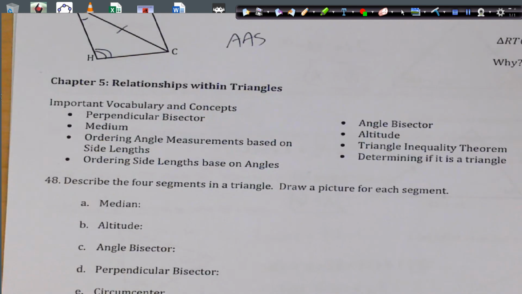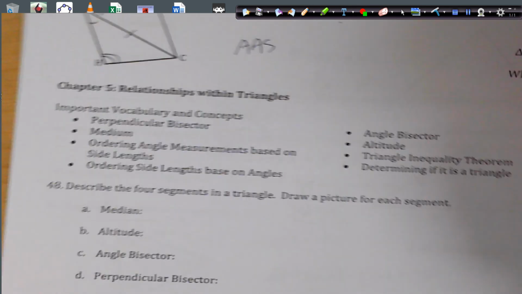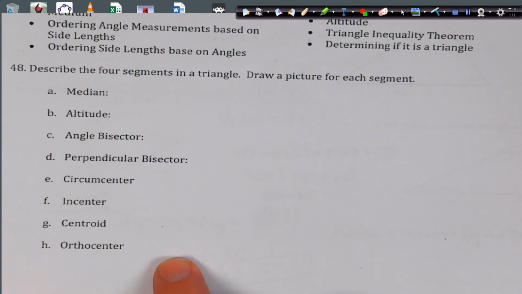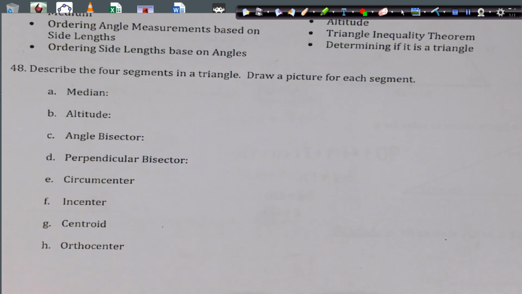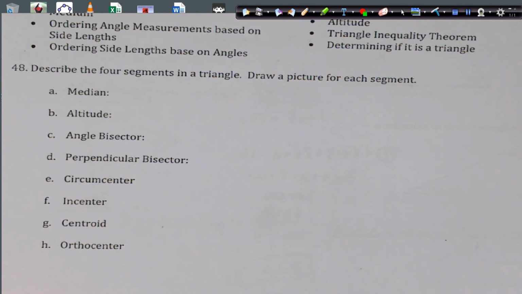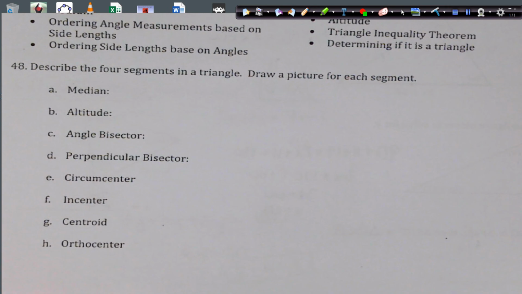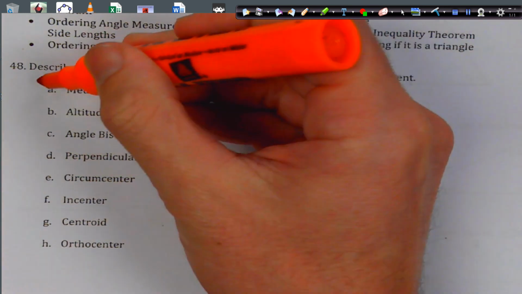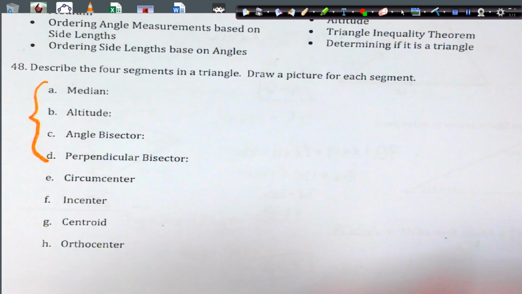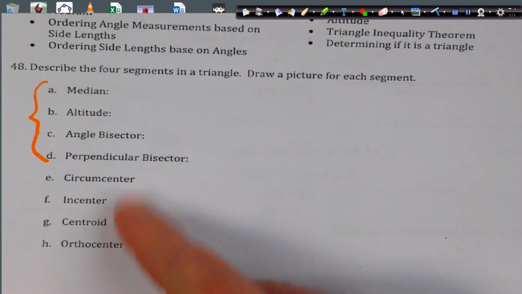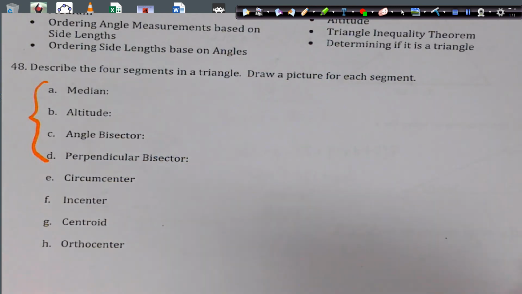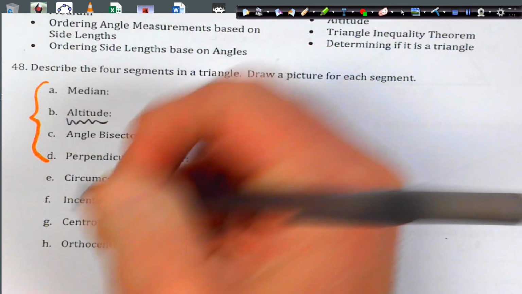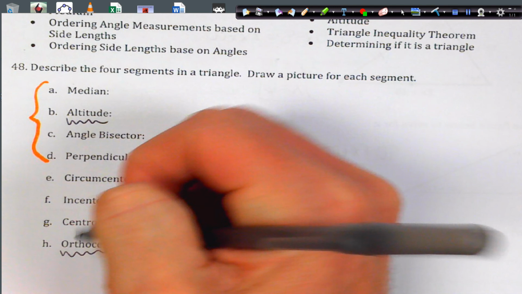Okay. Chapter 5, relationships, describe the segments and draw a picture. I'm going to tell you to go ahead and reference your notes on this one because it's just going to take a long time to draw them all, and you have notes on all of them. But what I will do is connect the ones that go with each other. So these are the 4 types that we have, and they go with one of these 4. We'll start with altitude, which for whatever reason matches with orthocenter, the T matches with the T right there.